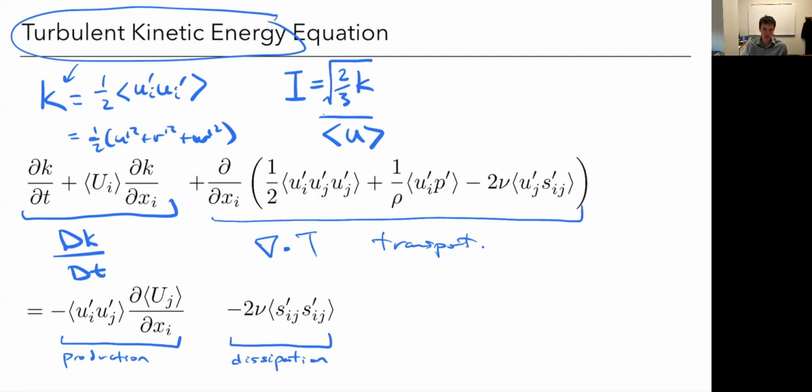I didn't really define that. So S is the symmetric part of the stress tensor with the fluctuating components. So it looks like this, du_i. It's these velocity gradients, but with the fluctuating components. Okay, so I know this is a big thing, but there's some reason for it.